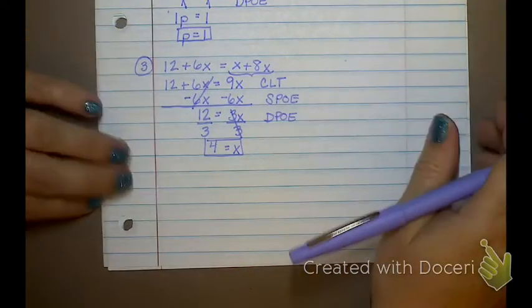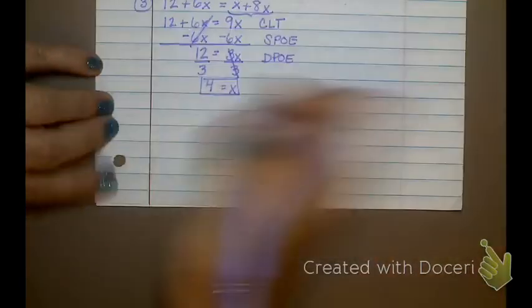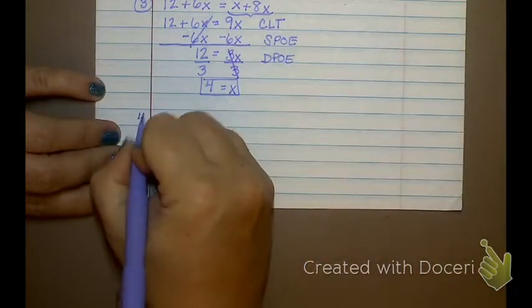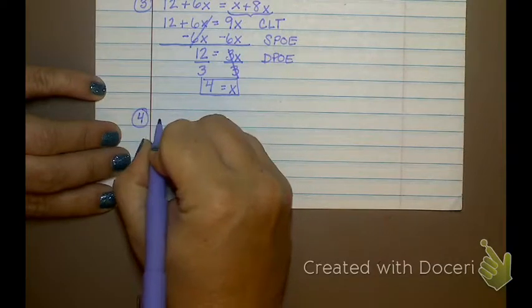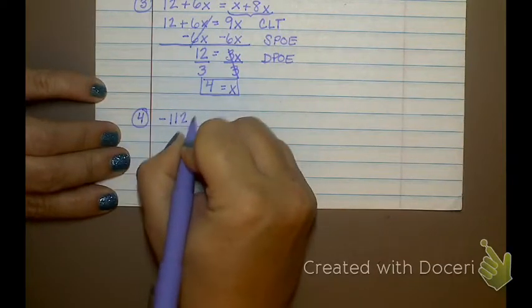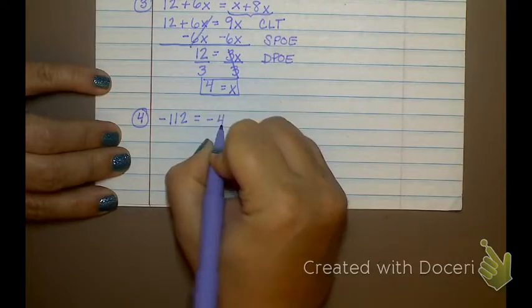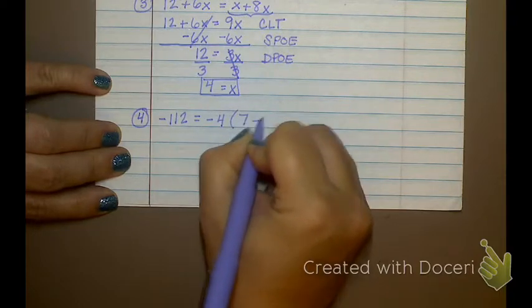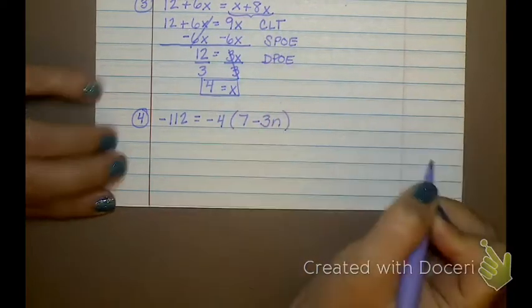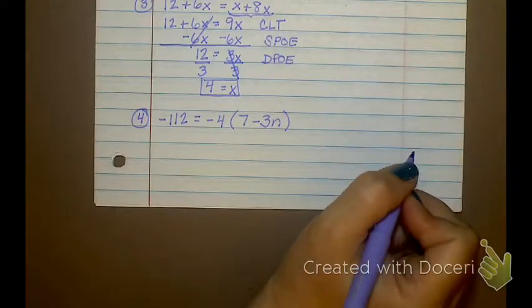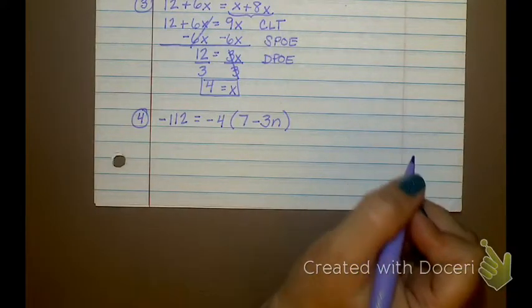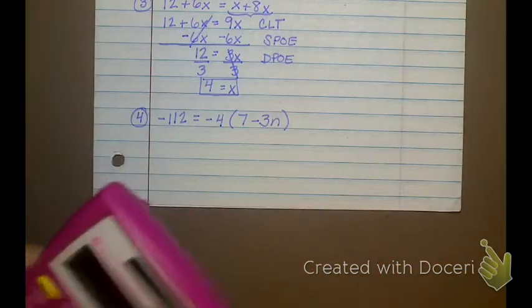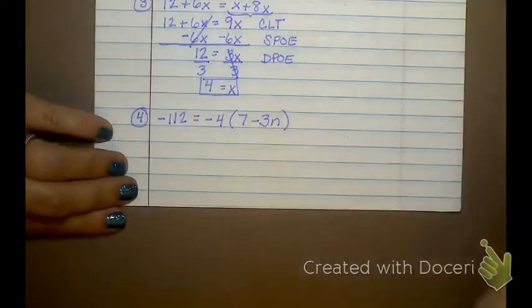All right, let's see if I can make this a little bit more difficult for you. Here we go. Negative 112 equals negative 4 times 7 minus 3n.